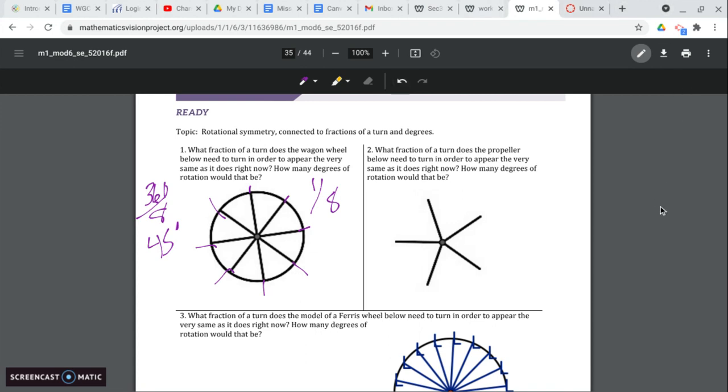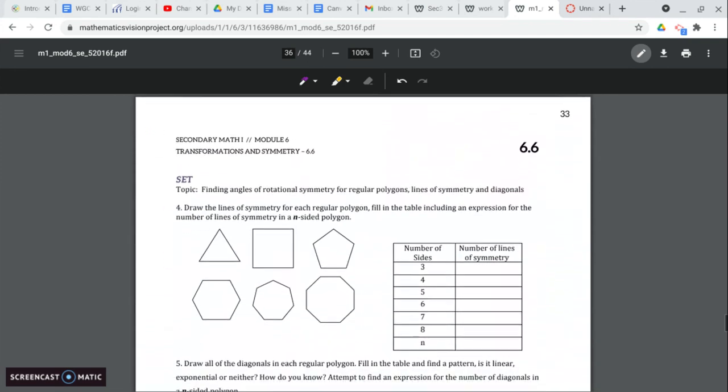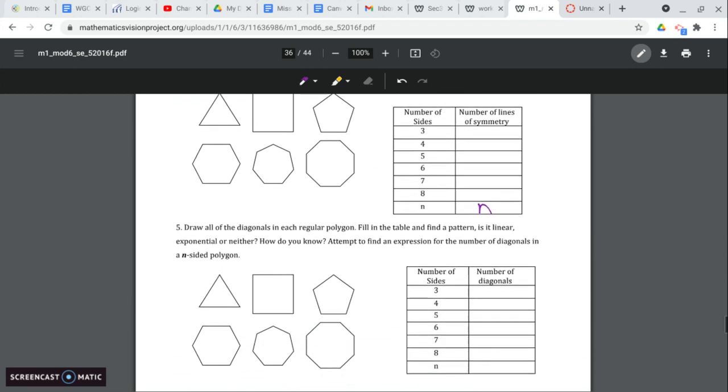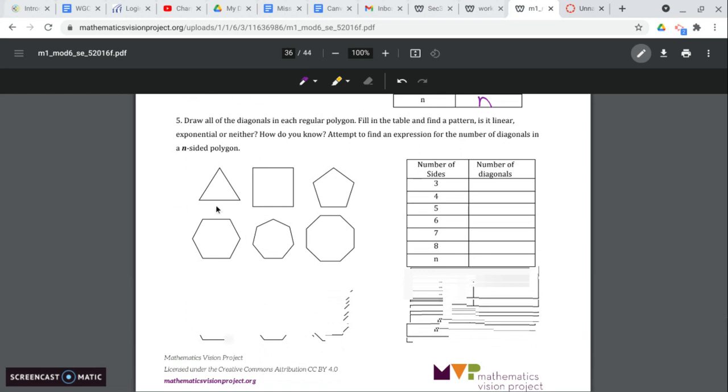So same idea for 2 and 3. We're looking a lot at these rotational symmetries, so rotational is your key word for this lesson. All right, the next part. You will be drawing. If you don't have them drawn, you will lose points. So make sure you draw all the lines of symmetry here and list them out. Remember, the number of sides is the number of lines of symmetry. That should be helpful. All right, now the diagonals.